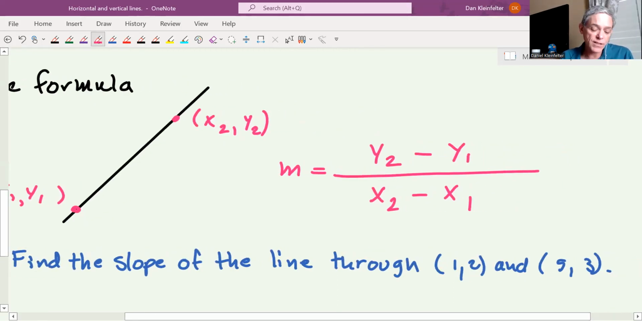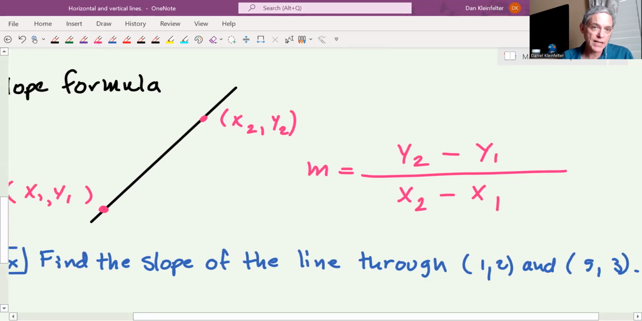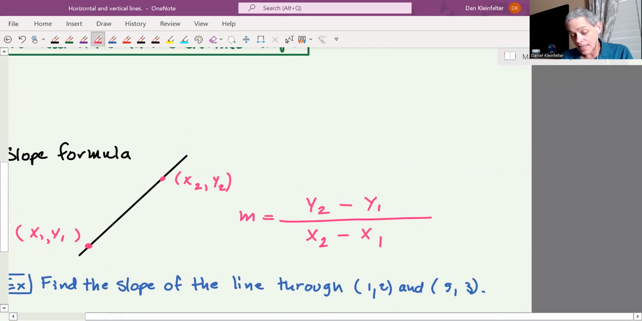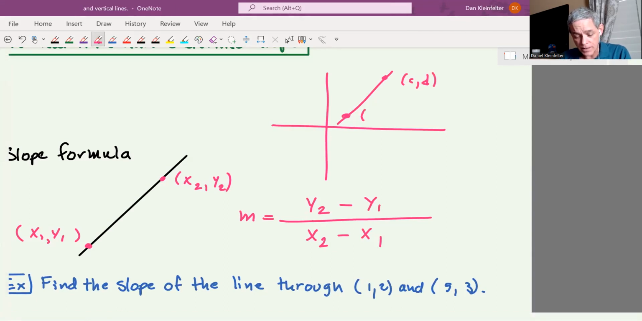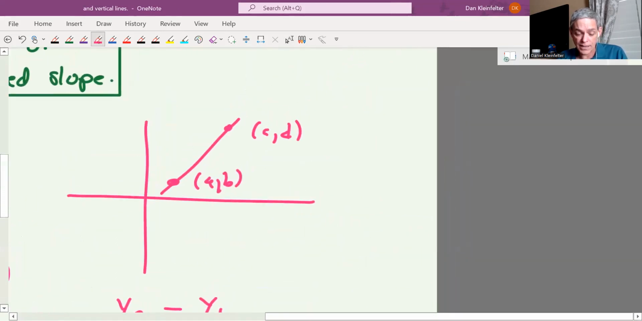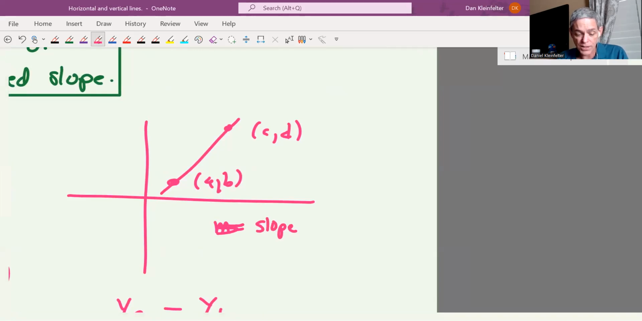The vertical change is then the difference in the y's, y2 minus y1. And then in the bottom, the horizontal change, x2 minus x1. Again, with the subscripted variables, if I had just used different letters for this, maybe A and B and C and D, then the formula for slope would look like the change in y, which is D minus B, over C minus A, the horizontal change.